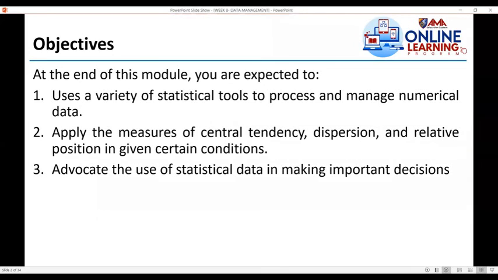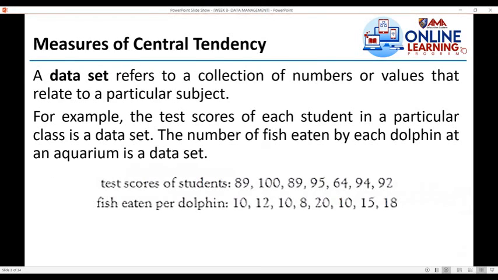Objectives. At the end of this module, you are expected to: 1. Use a variety of statistical tools to process and manage numerical data. Number 2. Apply the measures of central tendency, dispersion, and relative position in certain given conditions. Number 3. Advocate the use of statistical data in making important decisions.